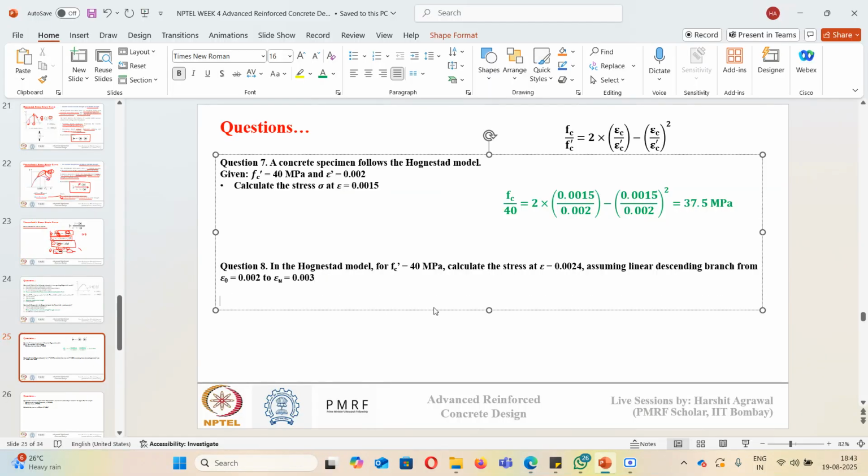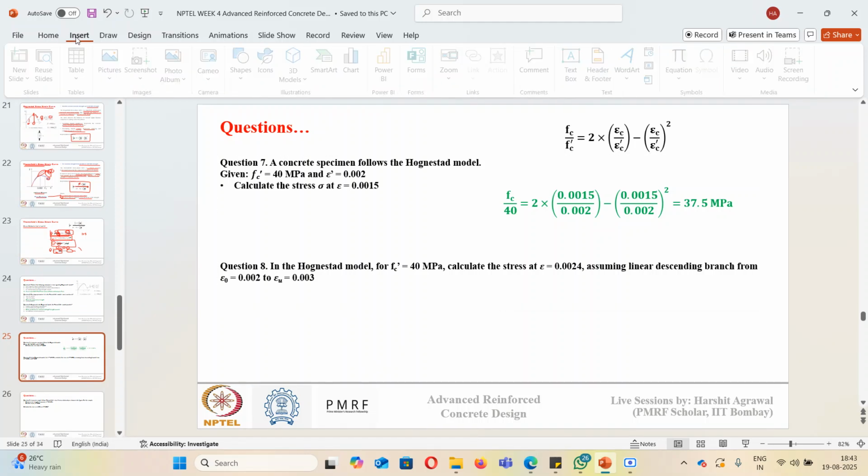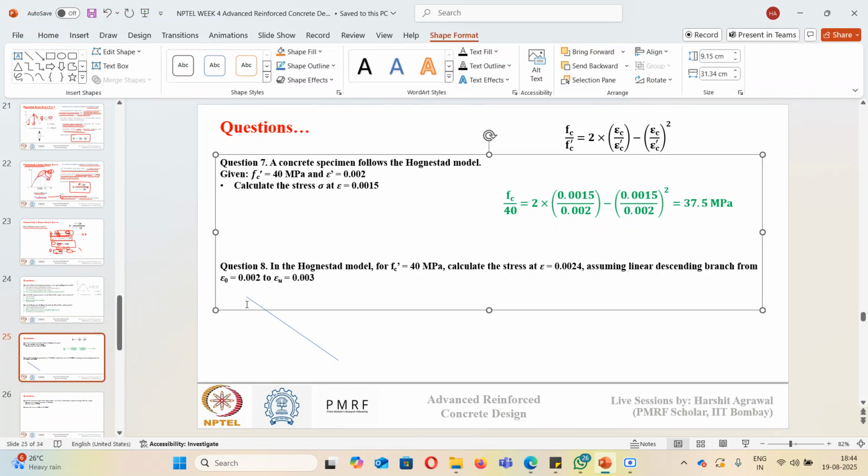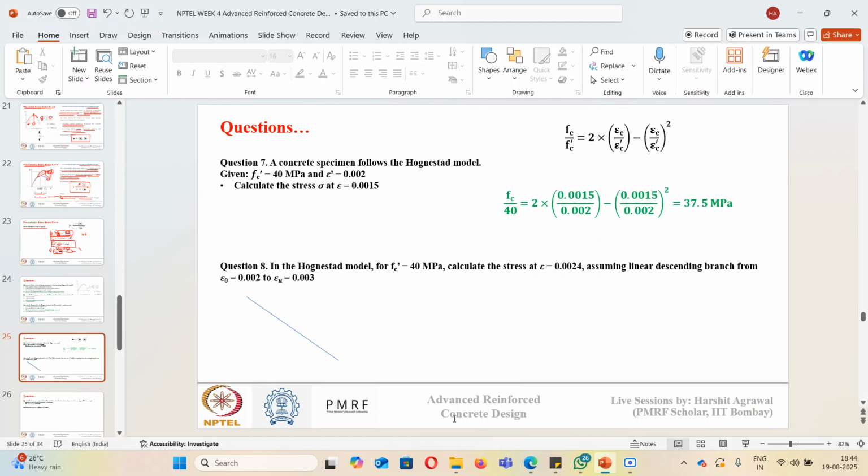Okay, so this is a simple linear equation, a straight line. We have been given 2 points of this line. The top point is at 0.002 strain and the stress is 40 MPa.